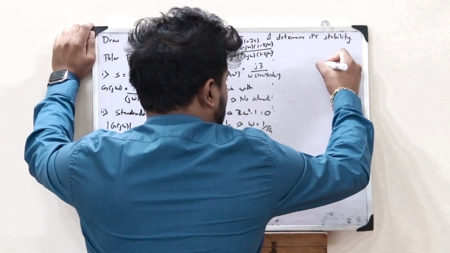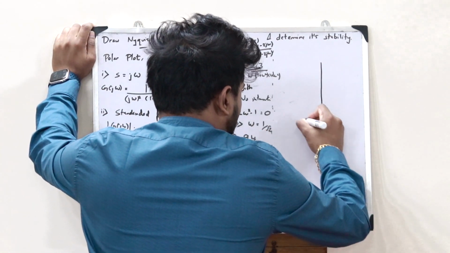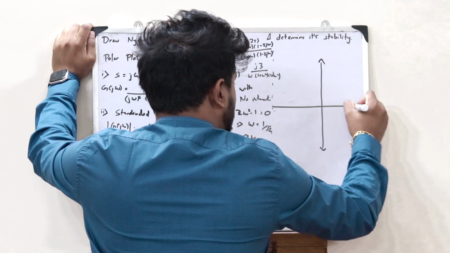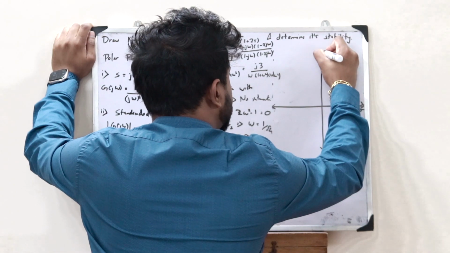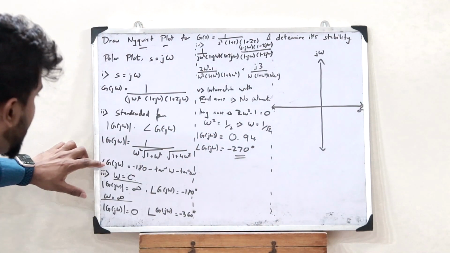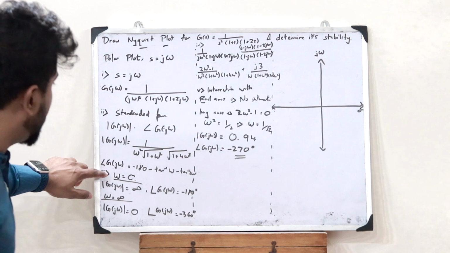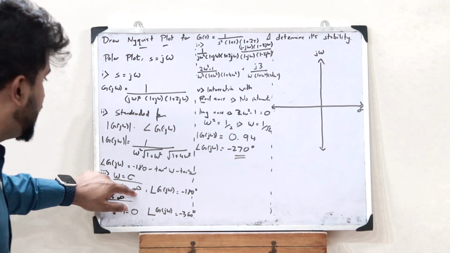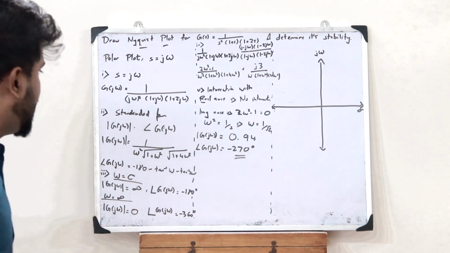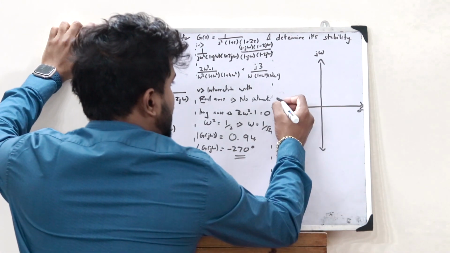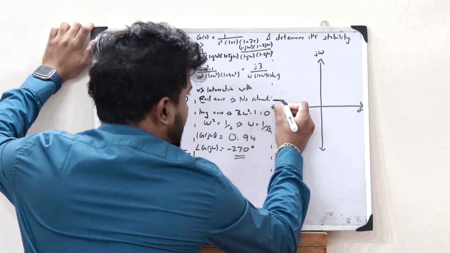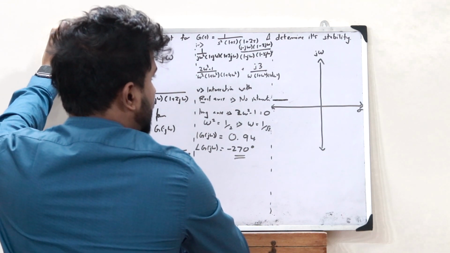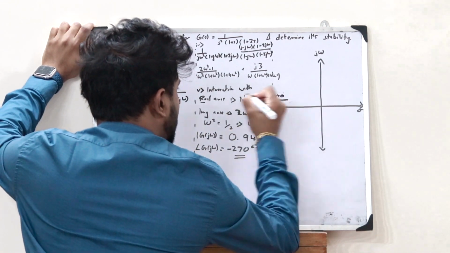So first let us draw the plot over here, like this. Here we have sigma and here we have jω. Now in this step, what we observe is that when the value of ω is equal to 0, the magnitude of G(jω) is equal to infinity and the phase is minus 180 degrees. So from infinity over here we have a plot coming like this with a phase of minus 180 degrees, and here the value of ω is equal to 0.